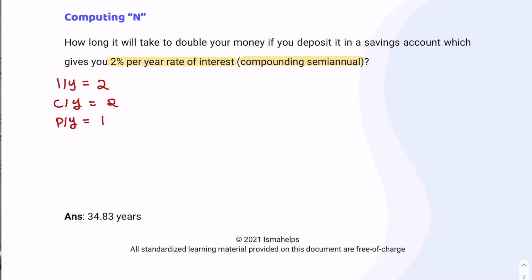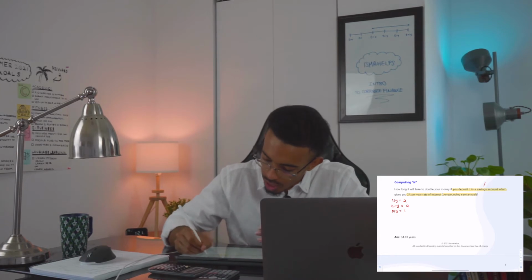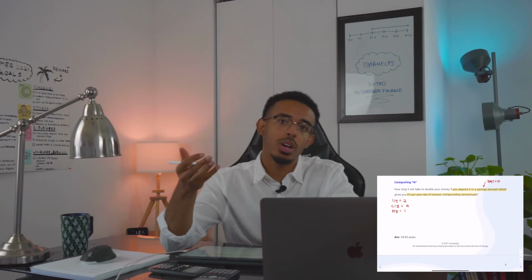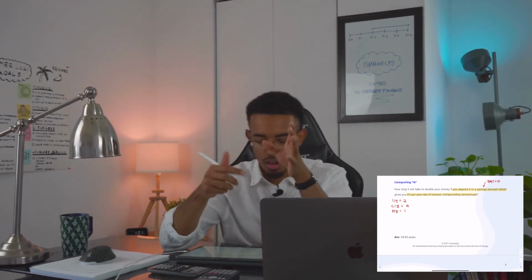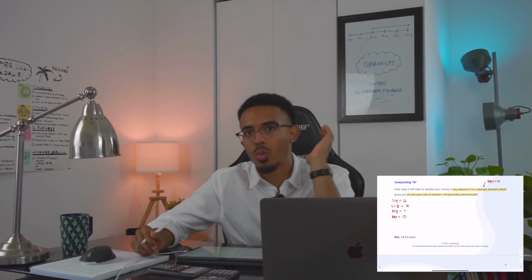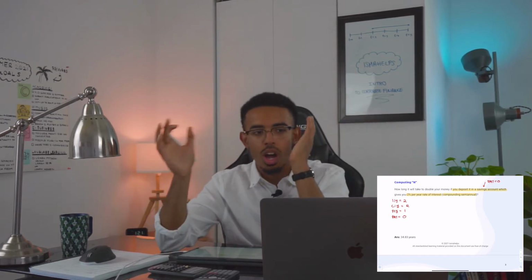And then we're going to set our payments as 0. Because right now we're saying, hey, if you deposit money in a savings account, we're not telling you that you're making any payments. So your payments would actually be 0. You're depositing money once. There are no contributions at a regular interval. There's no annuity or perpetuity being placed here. So that's the concept.